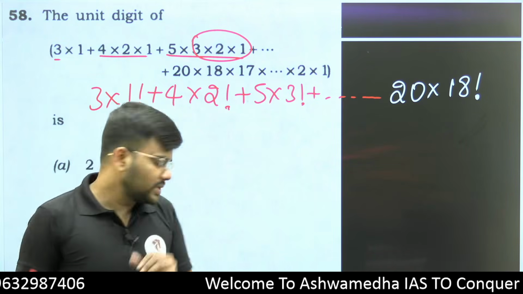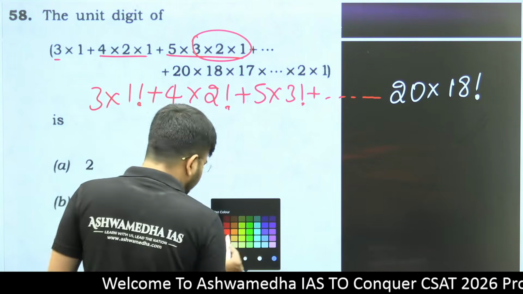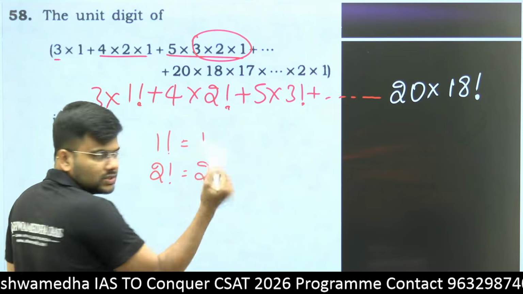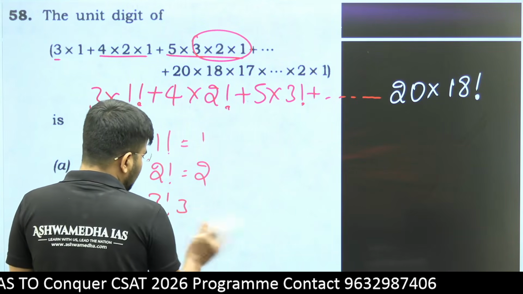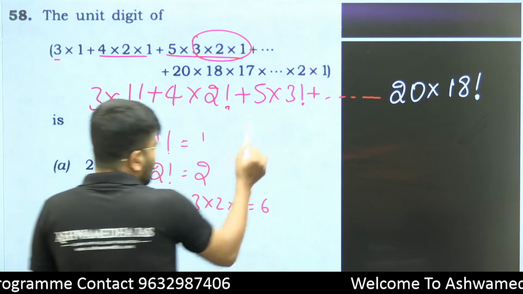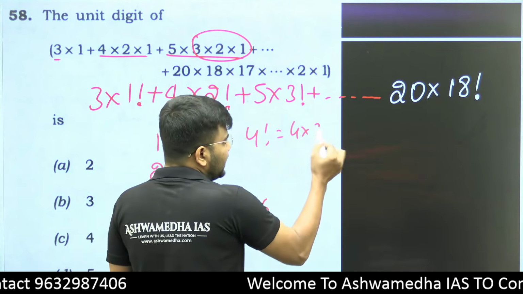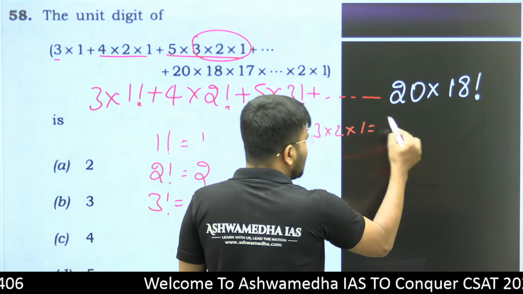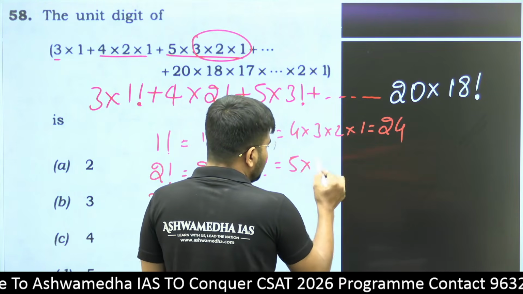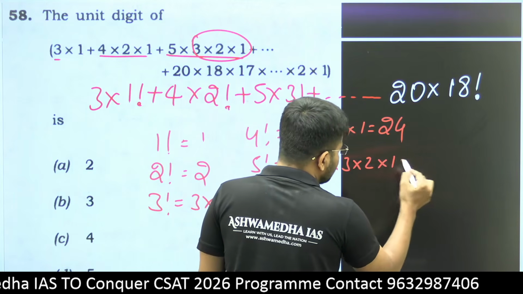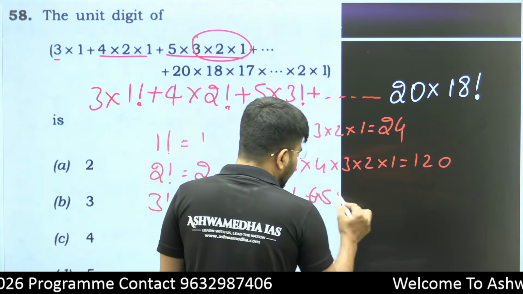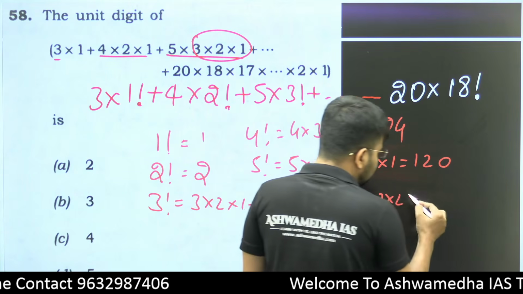Guys, one concept which I am teaching you is, what is 1 factorial? 1 factorial is 1. 2 factorial is 2 into 1, which is 2. 3 factorial is 3 into 2 into 1, which is equal to 6. 4 factorial is 4 into 3 into 2 into 1, which is equal to 24. 5 factorial is 5 into 4 into 3 into 2 into 1, which is equal to 120. Similarly 6 factorial is 6 into 5 into 4 into 3 into 2 into 1, which is equal to 720.